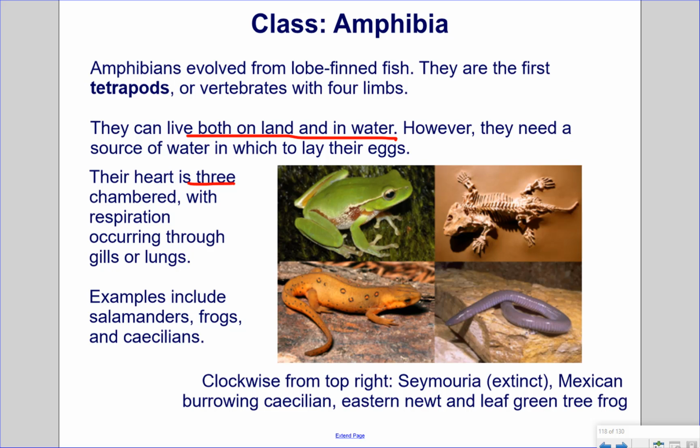Their heart is 3-chambered, with respiration occurring through gills or lungs. Typically gills for the larval tadpole stage and lungs for the adult stage. Examples include salamanders, frogs, and caecilians. Pictured here clockwise from the right is the Seymoria, which is extinct, the Mexican burrowing caecilian, the eastern newt, and the leaf-green tree frog.